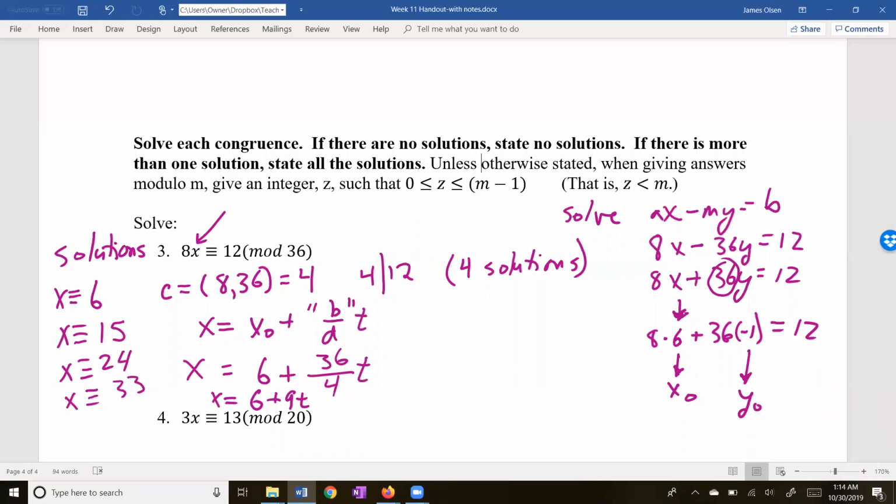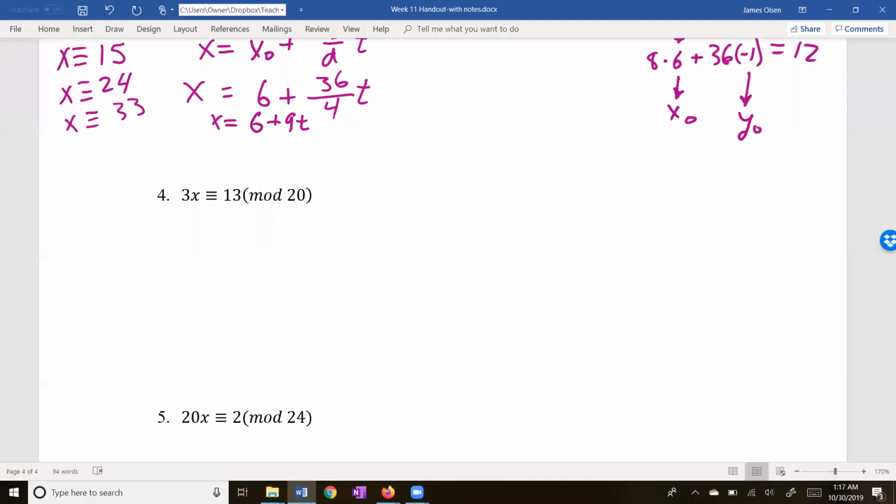Now let's move to our next example. Here we have A is 3, B is 13, our modulus is 20. So we would like to look at the greatest common divisor of 3 and 20. The greatest common divisor of 3 and 20 is 1. And 1 divides into 13, so we have a solution, and we have one solution.